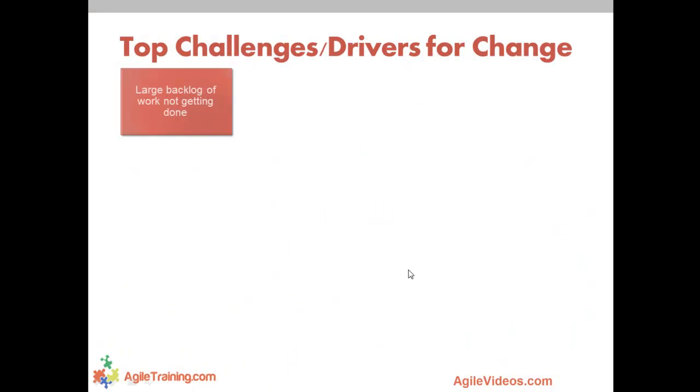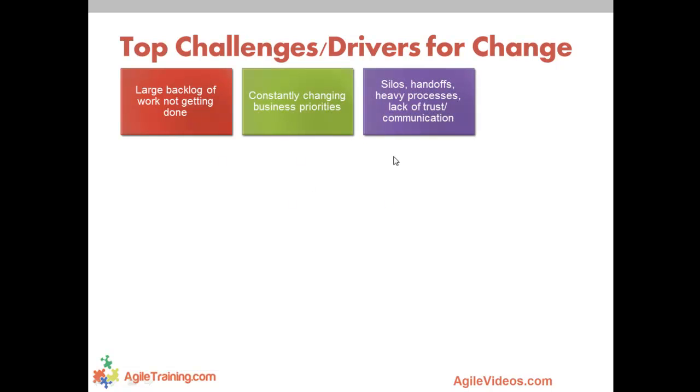So here are the top challenges. Large backlog of work that's not getting done. Quite frankly, these challenges that I'm going to go through are the drivers for change. This is why organizations are moving to Agile. This is why organizations are thinking about changing portfolio and doing it differently, because a lot of these are common in several organizations. So we've got a lot of work that we're not getting through.